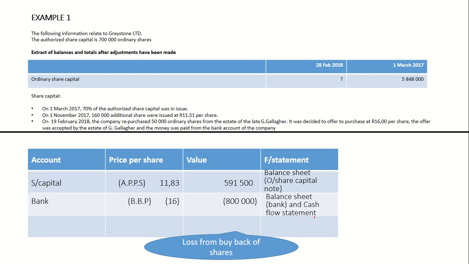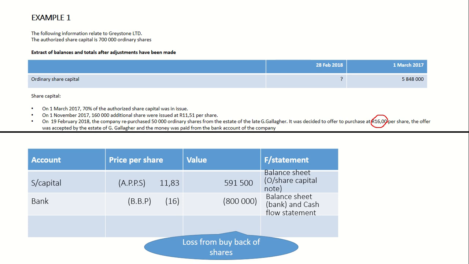All right, and then we're going to have our bank, which is simply the amount we paid for the shares. We paid 16 rands for those shares per share. How many shares were bought back? We bought back 50,000. So you're going to say 16 times 50,000 is going to give you 800,000. You put it in brackets because it's an outflow of cash. It tells you that money is decreasing. And this will be recorded in the balance sheet and it will reduce your bank account. It will also be recorded under financing activities in the cash flow statement, which will be an outflow of cash from the repurchase of shares.